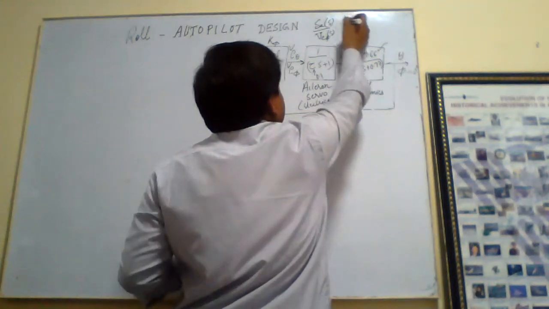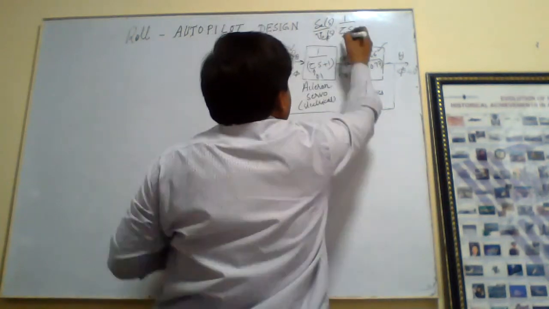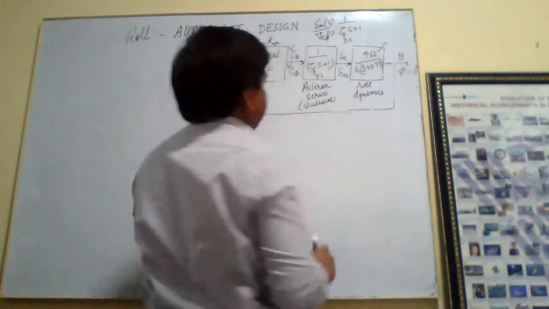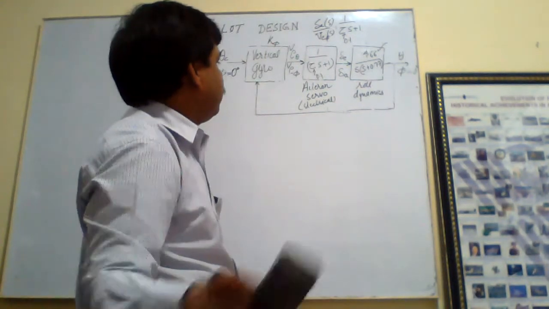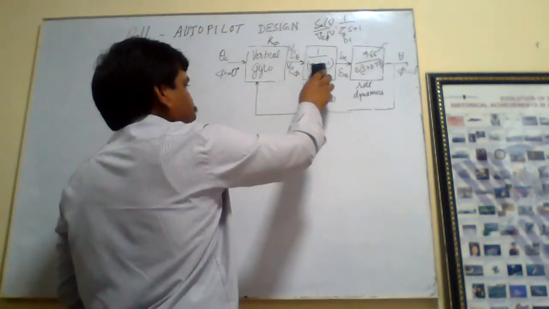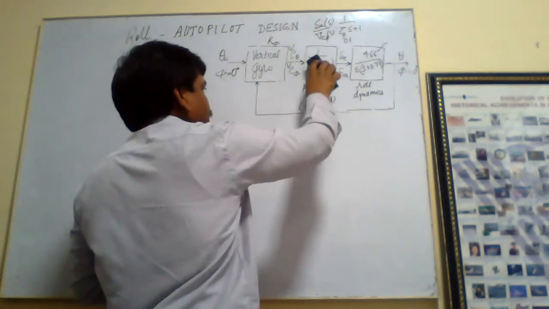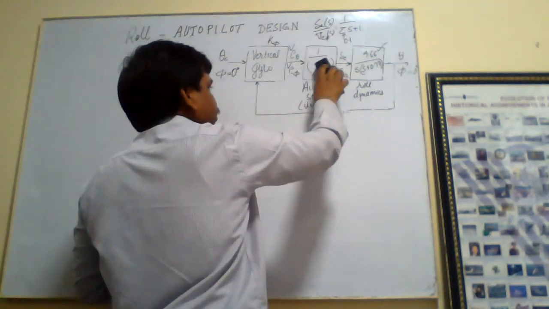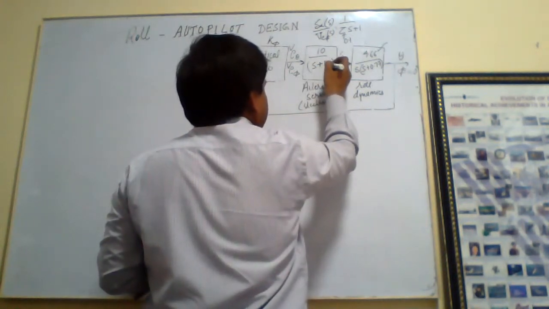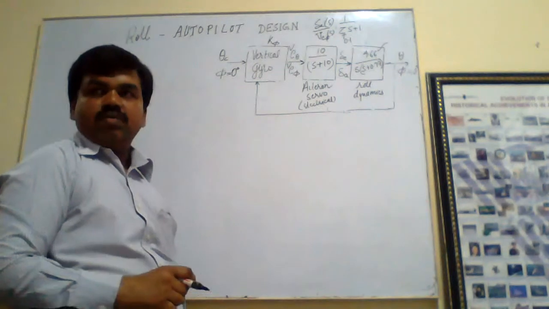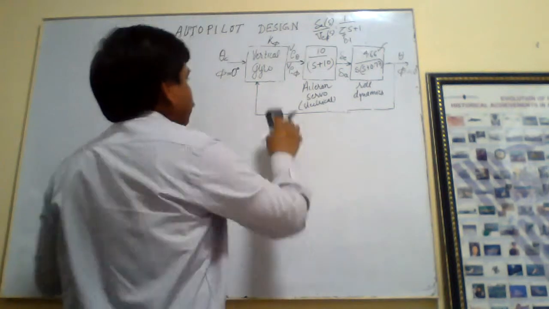So this is generally given as 1 over tau s plus 1, and the value of tau is 0.1 generally for this first order system, and tau is known as time constant. So if I put tau equal to 0.1, here I will get 10 over s plus 10, isn't it?